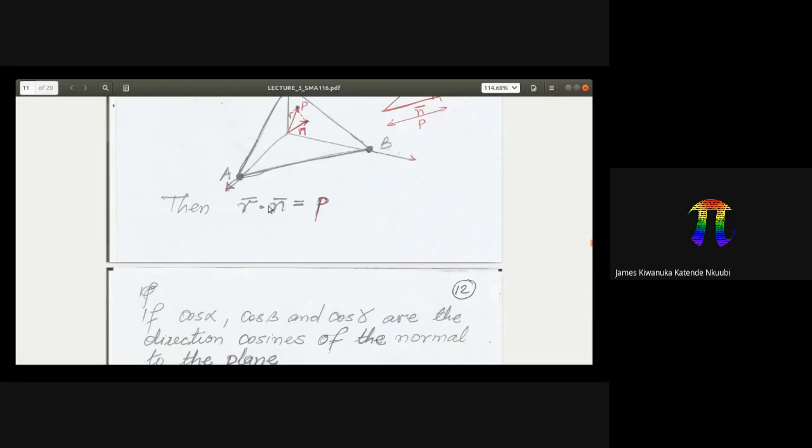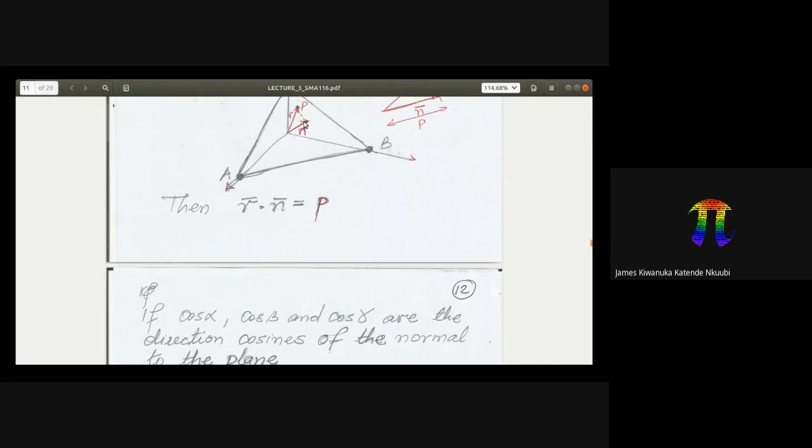So now we also know that the normal vector to the plane will make some angles with the axes: the angle alpha with the x-axis, beta with the y-axis, and gamma with the z-axis. So these will be the direction cosines. Cosine alpha, cosine beta, and cosine gamma will be the direction cosines of this vector.